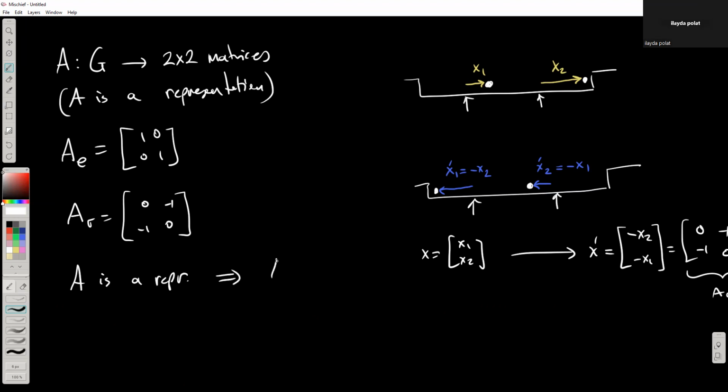meaning that if I have two operations, the product of the matrices is equal to the representation of the product of the operations, or something like that, right? So in this case, it basically tells you that A sigma squared is equal to identity. So therefore, this matrix is the inverse of itself, right? Because sigma is the inverse of itself, you know.